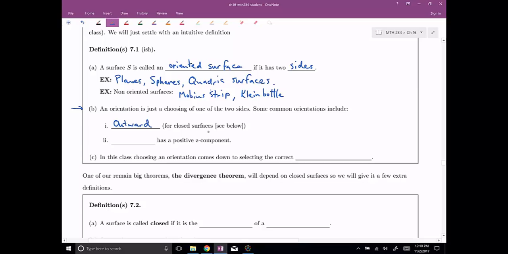And this is for closed surfaces, which I'll define below. You may also see upward, which means that it has a positive z component, right? So z is the up and down. So if you want upward, you choose the positive z component. So in class, choosing an orientation comes down to selecting a normal vector. So how you choose one of the two sides is by choosing a normal vector, because there are two normal vectors quite often, and these are going to refer to the two sides of a surface.